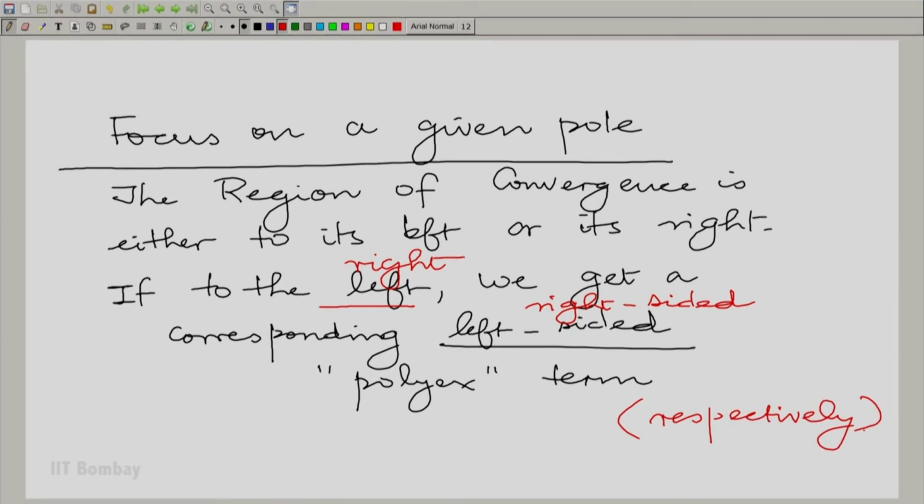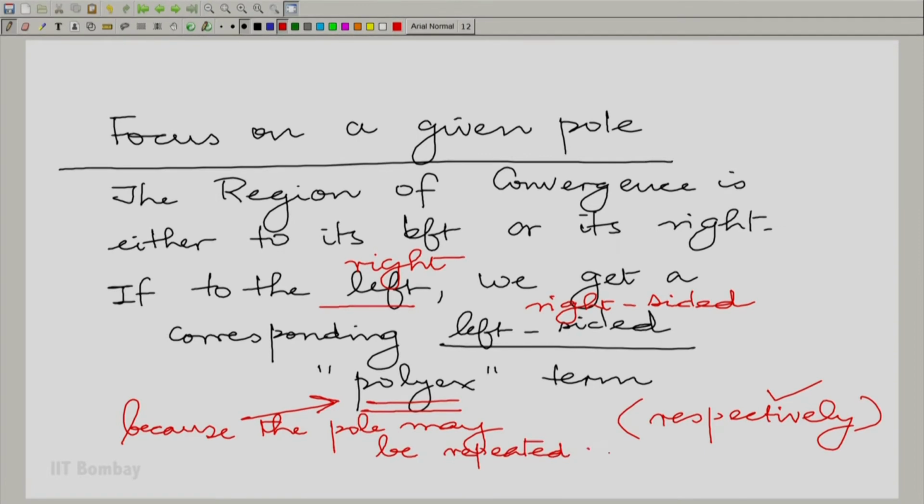So, you should read this as two sentences. You should read it as, if to the left, we get a corresponding left sided poly X term. If to the right, we get a corresponding right sided poly X term, by using the word respectively. This is called a multi-statement. We have encountered it before. Now, I say poly X term because the pole might be repeated.